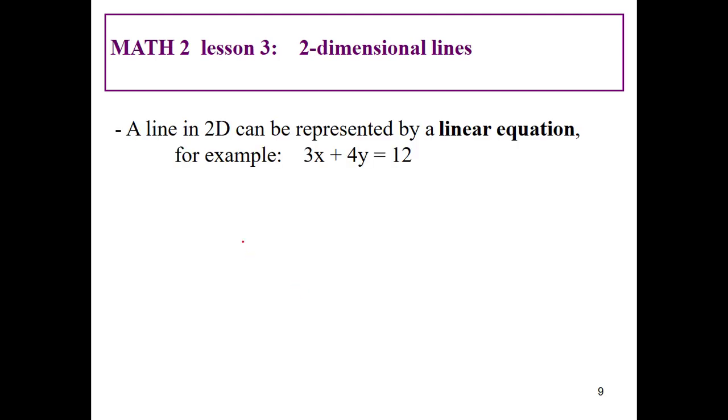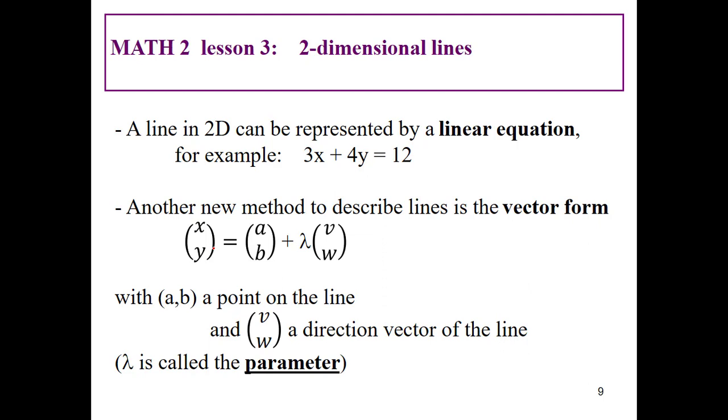We have a line in 2 dimensions, already seen in the previous lessons, represented by a linear equation. For example, 3x plus 4y equals 12. We can also have a new way of looking at this line, and that's with the help of a vector form. With this vector form, we have all (x, y) on the line depicted with a starting point, some point on the line, and a direction vector.